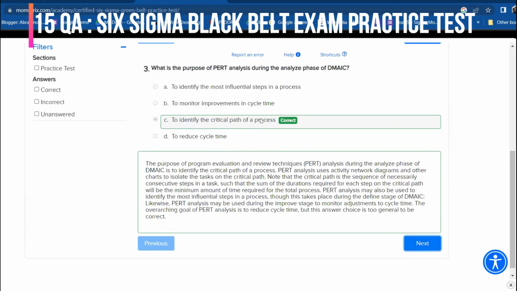And to identify this one, we use the third model. The purpose of the program evaluation, review, and technique, and it is part of the DMAIC one. And we can easily find out the cycle time. The overarching goal of PERT analysis is to reduce the cycle time, but that answer choice is too general to be correct. I mean, to find out the critical path.